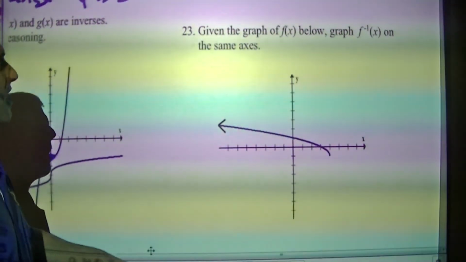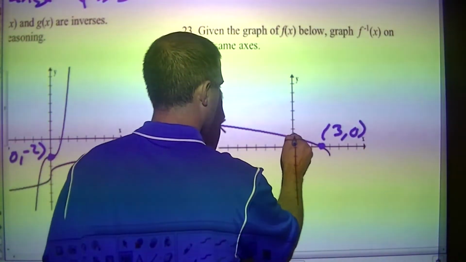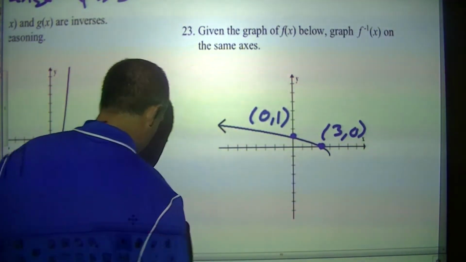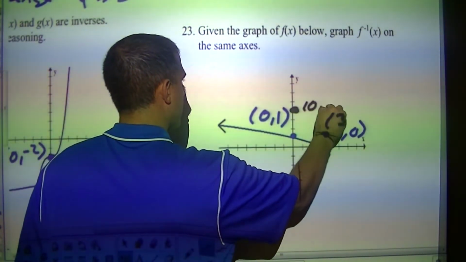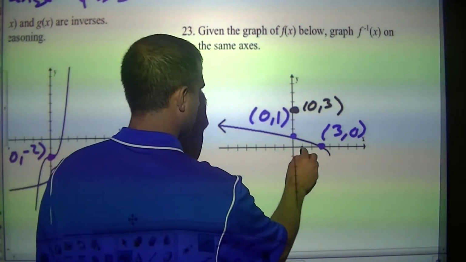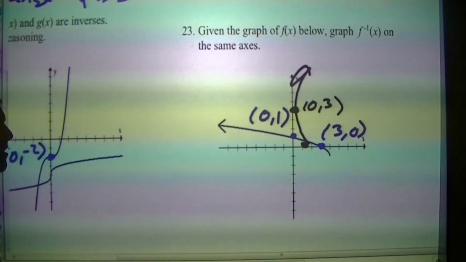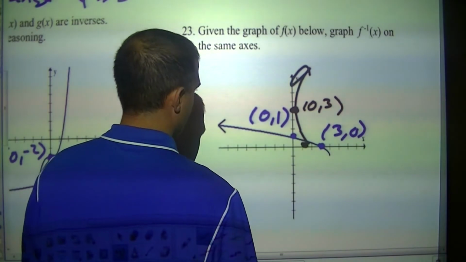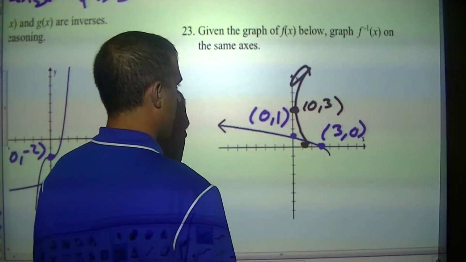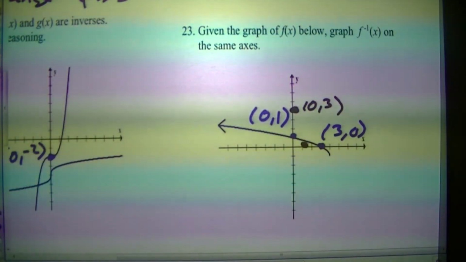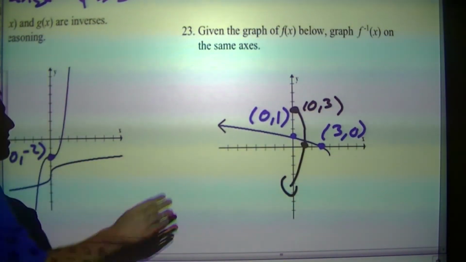Graph below, graph it on the same axis. Once again, here's how I would do that. 3, 0. 0, 1. So when I make the next one, what I would do is graph 0, 3. That's 0, 3. And 1, 0. And what that's going to do is go like this. I think. Actually, I'm sorry, that's not the way it's going to go. It's going to go this way. Sorry about that. Anchor points are going to stay the same.